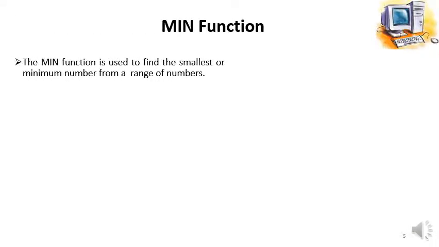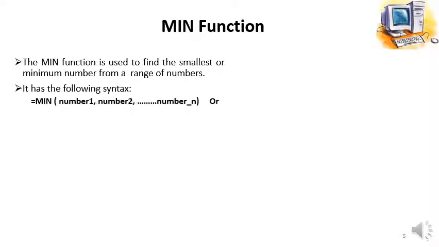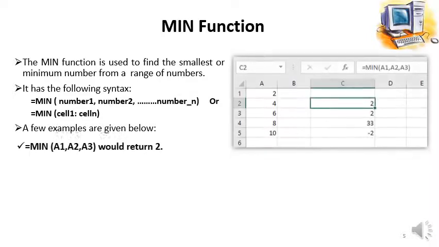Now the minimum function. The minimum function is used to find the smallest or minimum number from a range of numbers. It has the following syntax. You have to write the short form of minimum, that is MIN, and mention the range of numbers, or you can write it like this. A few examples are given below.